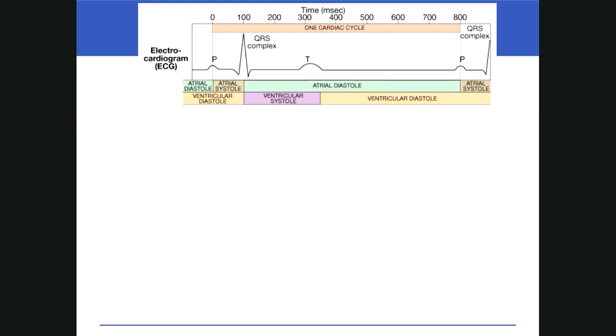So look, still nothing really new. Everybody got this part? So we got a timer. We got the ECG. We know about depolarization, repolarization. We know when the contraction happens. So there's when the atria contract. And then there's when the atria relax. There's when the ventricles contract. And there's where the ventricles relax. Make sense?